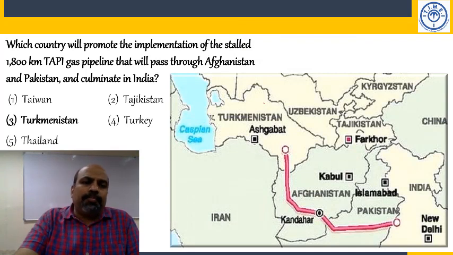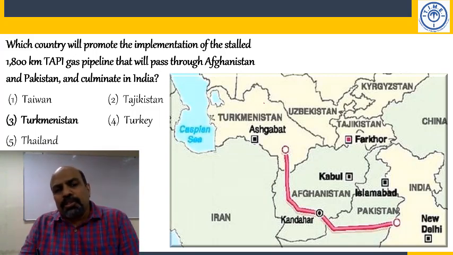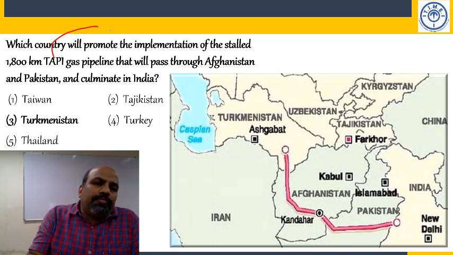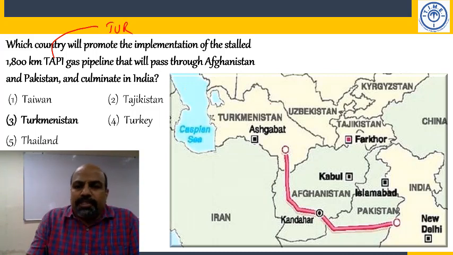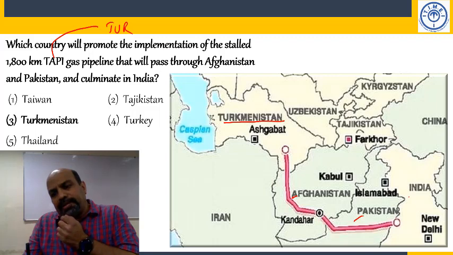Which country will promote the implementation of the stalled 1800 km TAPI gas pipeline that will pass through Afghanistan, Pakistan and culminate in India? So TAPI, you could write just simple points. TAPI, full form, Turkmenistan, it's mentioned here. So T for Turkmenistan, A for Afghanistan, P for Pakistan, I for India.